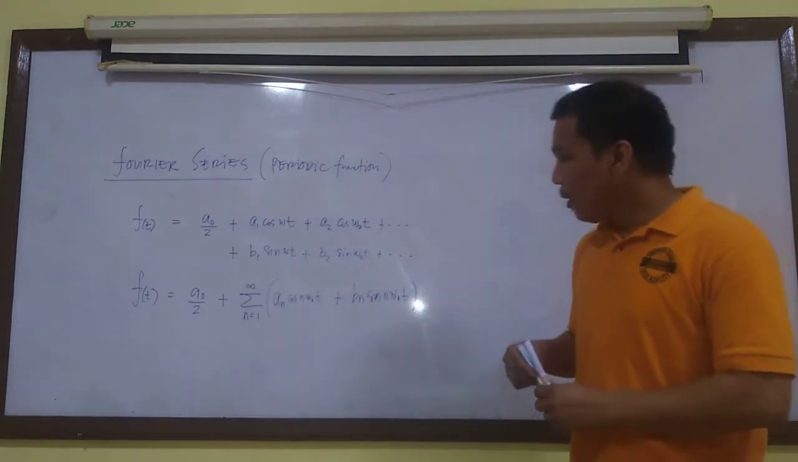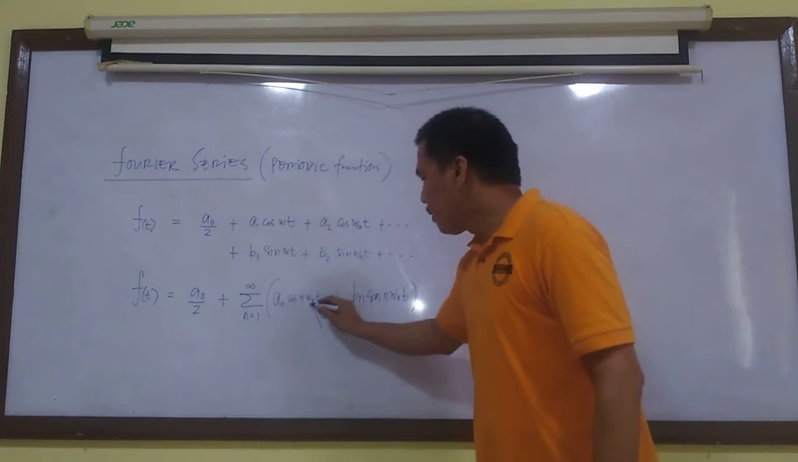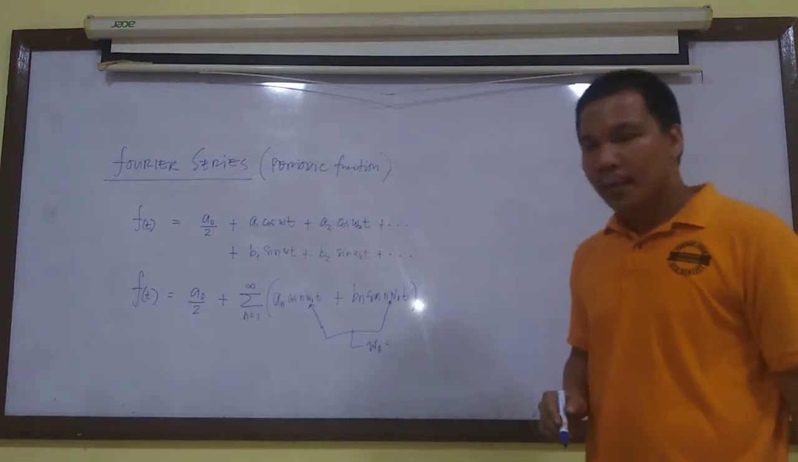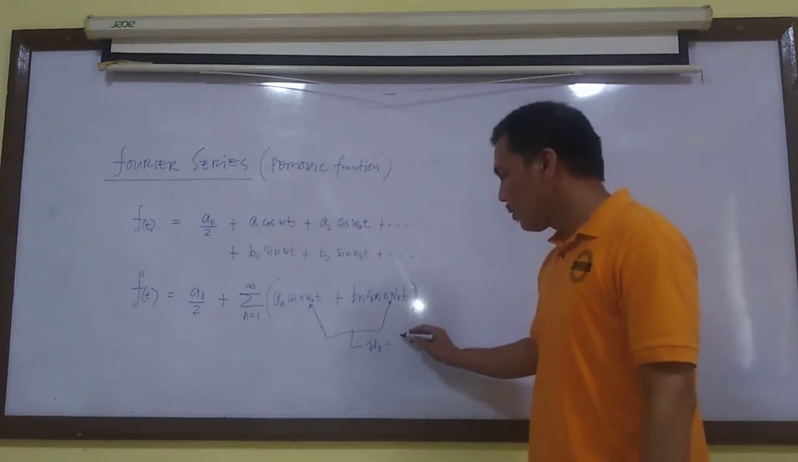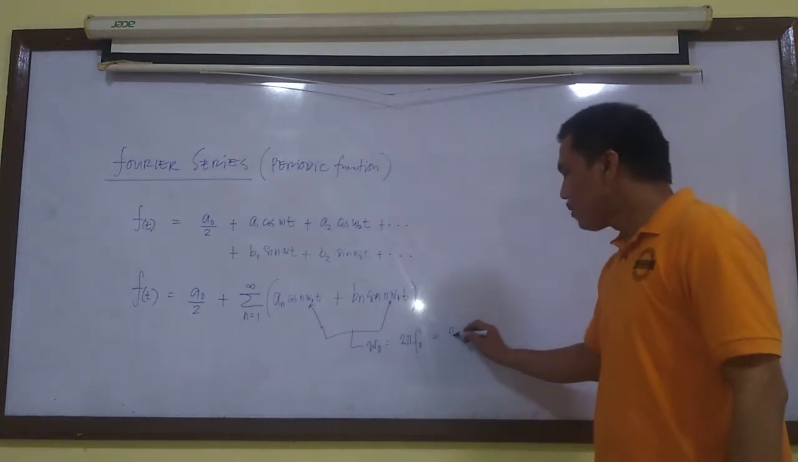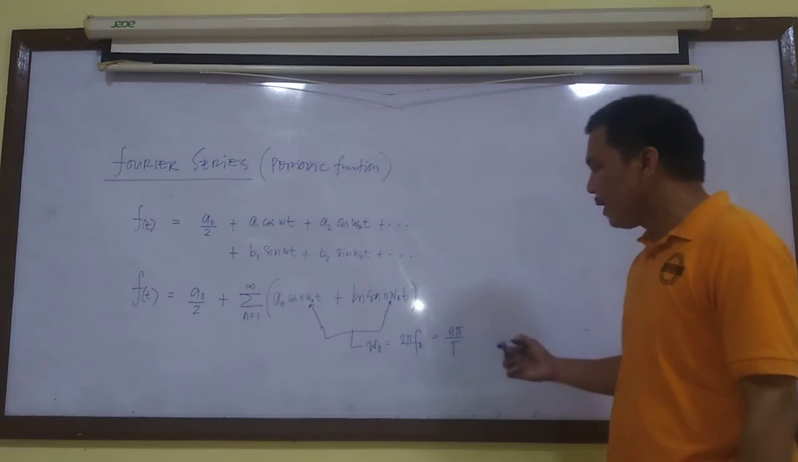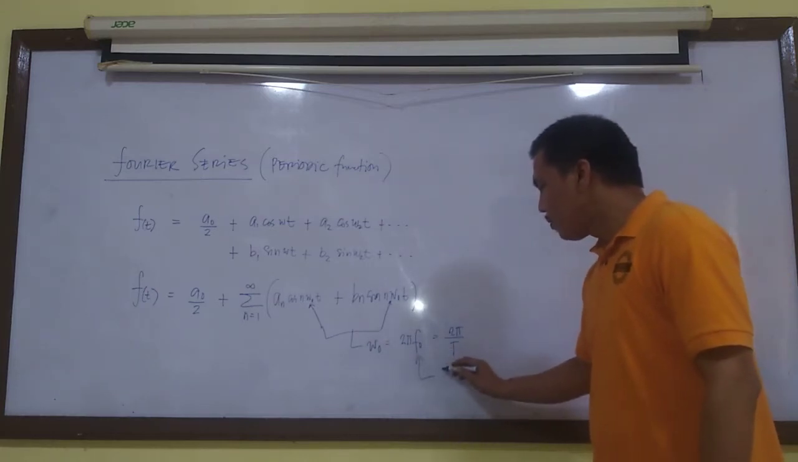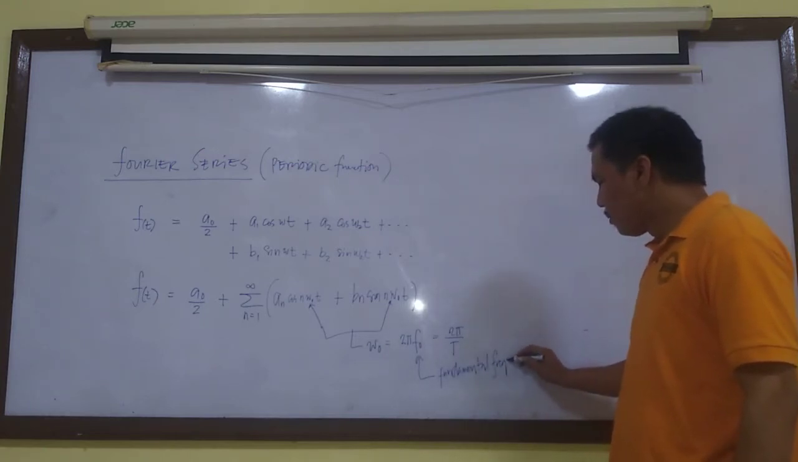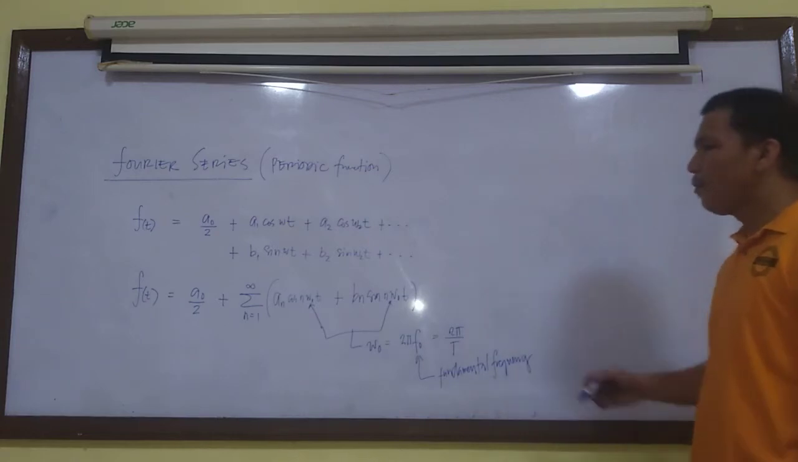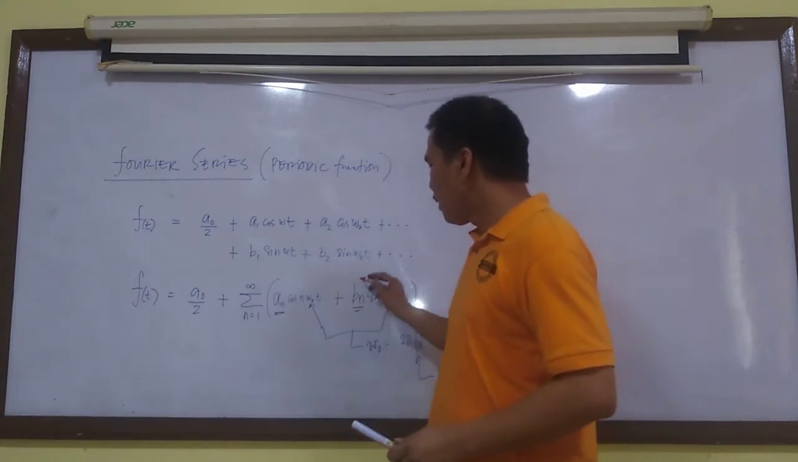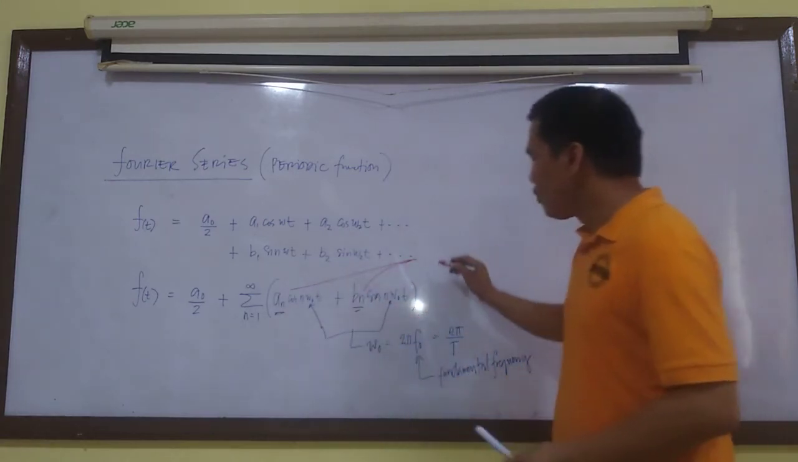Now, when we say omega 0, this is your fundamental frequency. This is equivalent to 2 pi f0, or shall we say 2 pi over the period T. So f0 is your fundamental frequency. That is very important. And of course, a sub n and b sub n are just the coefficients of your Fourier series.